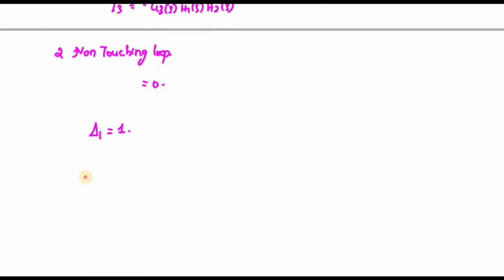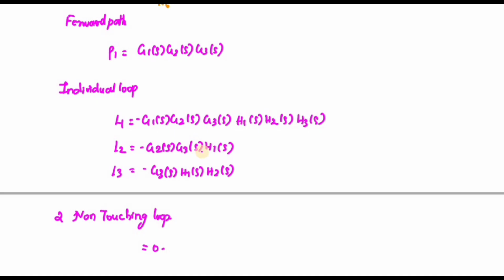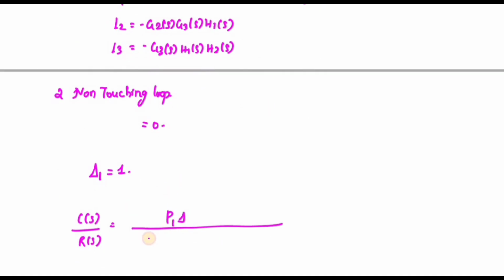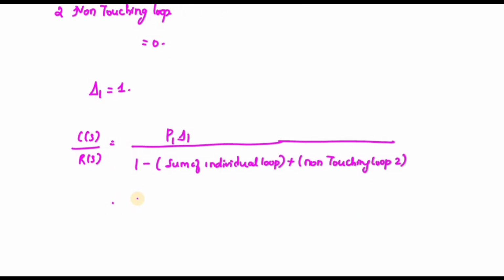So what is the C of S divided by R of S formula? That is equal to P1 del 1 divided by 1 minus the sum of all the individual loops, plus the two non-touching loops. Here the non-touching loop is 0, so I'm going to take it as 0, and the del 1 value is 1. So we substitute the values and find the answer. Okay. So P1 is G1 of S, G2 of S, G3 of S into 1 minus.